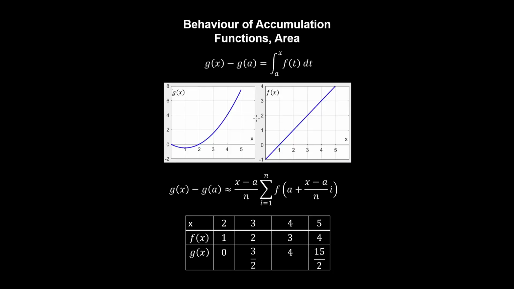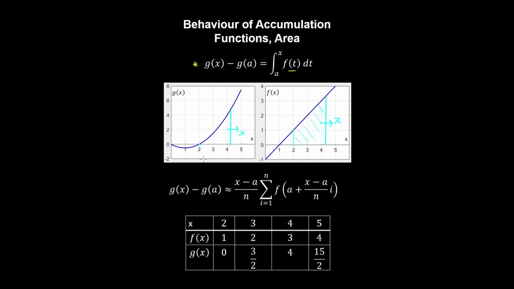There are multiple ways accumulation functions can be represented, and this here is the analytical representation, which tells us that the area under the curve of the function f from a to x, so for example if a equals 2 and x is anywhere, then this is the area that keeps accumulating as we move x to the right.